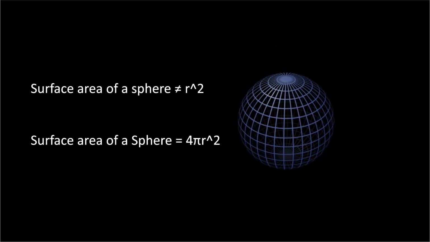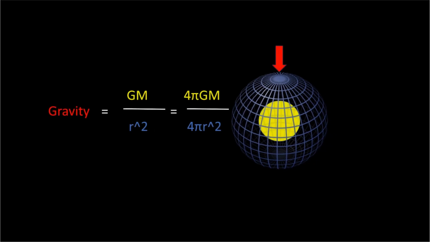But the radius squared isn't exactly the surface area of a sphere. In fact, if we wanted to use the surface area of a sphere, we'd need to use 4 pi radius squared. So if we go back to Newton's formula, we can adapt it so we're specifically looking at the area of a sphere. We can do this by adding 4 pi r squared instead of r squared, and to do this, we need to add 4 pi to the gravitational constant as well.